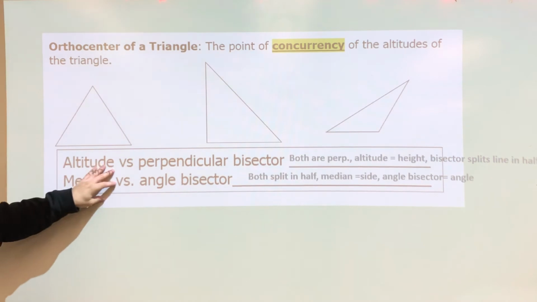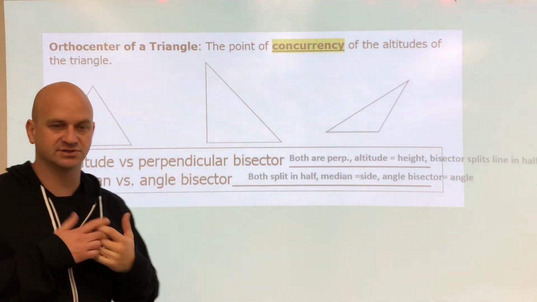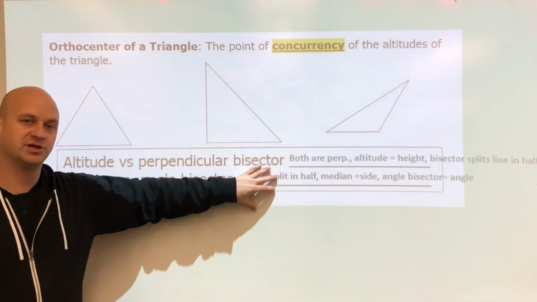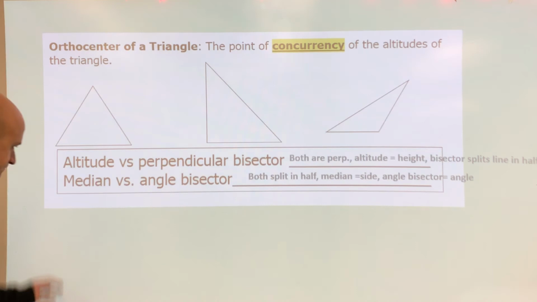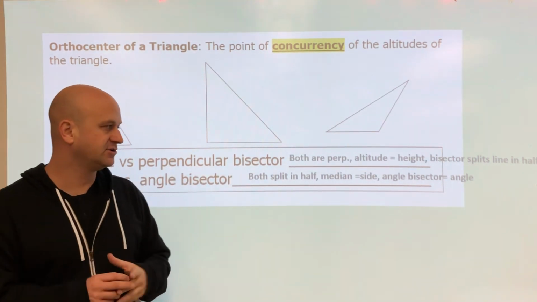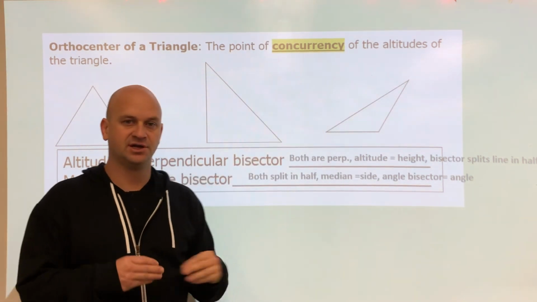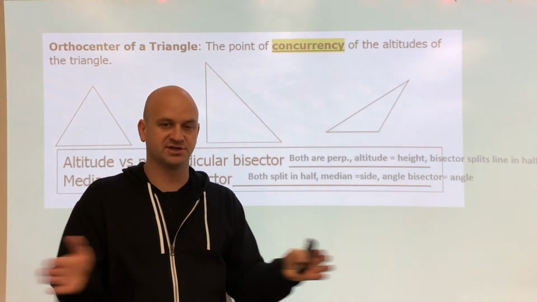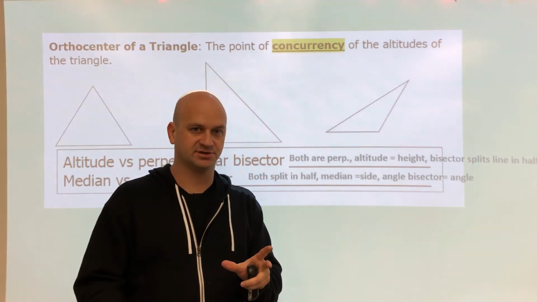So one thing that is important, these are your 4 concurrent lines, and they're easily confused. And so understanding this will really help you not get confused about problems that you're going to see. So altitude and perpendicular bisector both have a right angle. However, an altitude is the height. It just measures the height of the triangle. And a perpendicular bisector will split a side length into congruent parts. So you're probably going to see congruency marks.